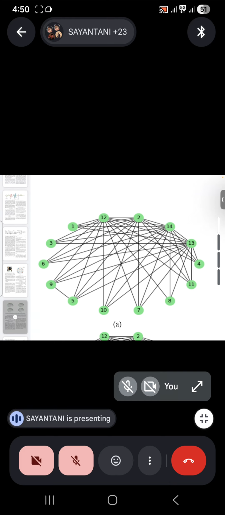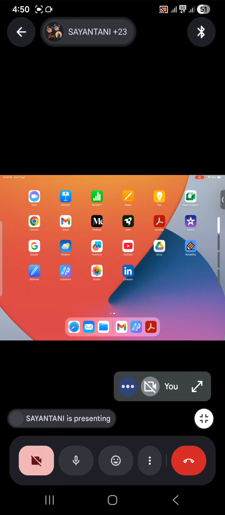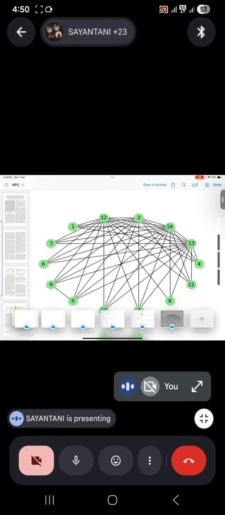But if you want a very quantitative, mathematical evaluation of the brain networks obtained, then you have to go for feature extraction. So let me go back to the digital board.